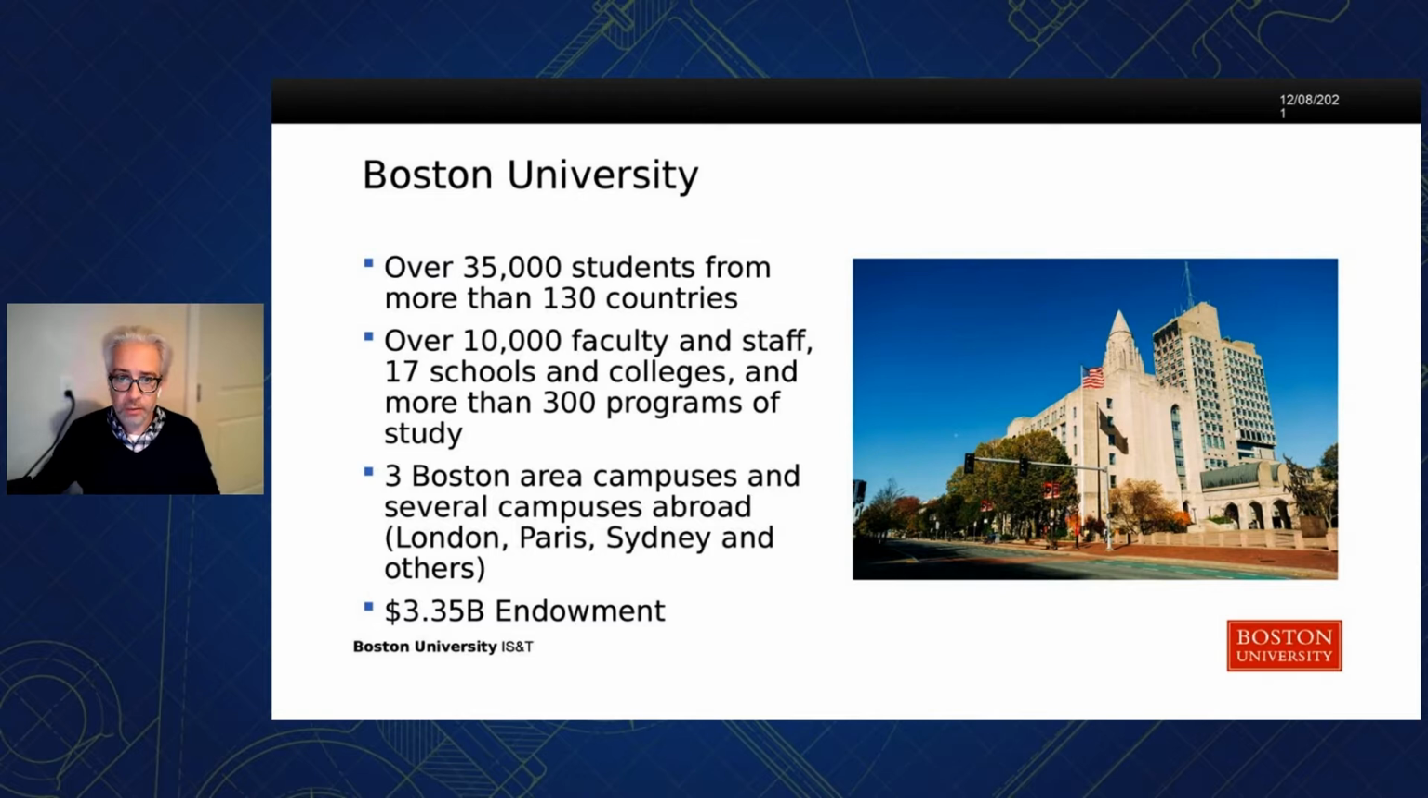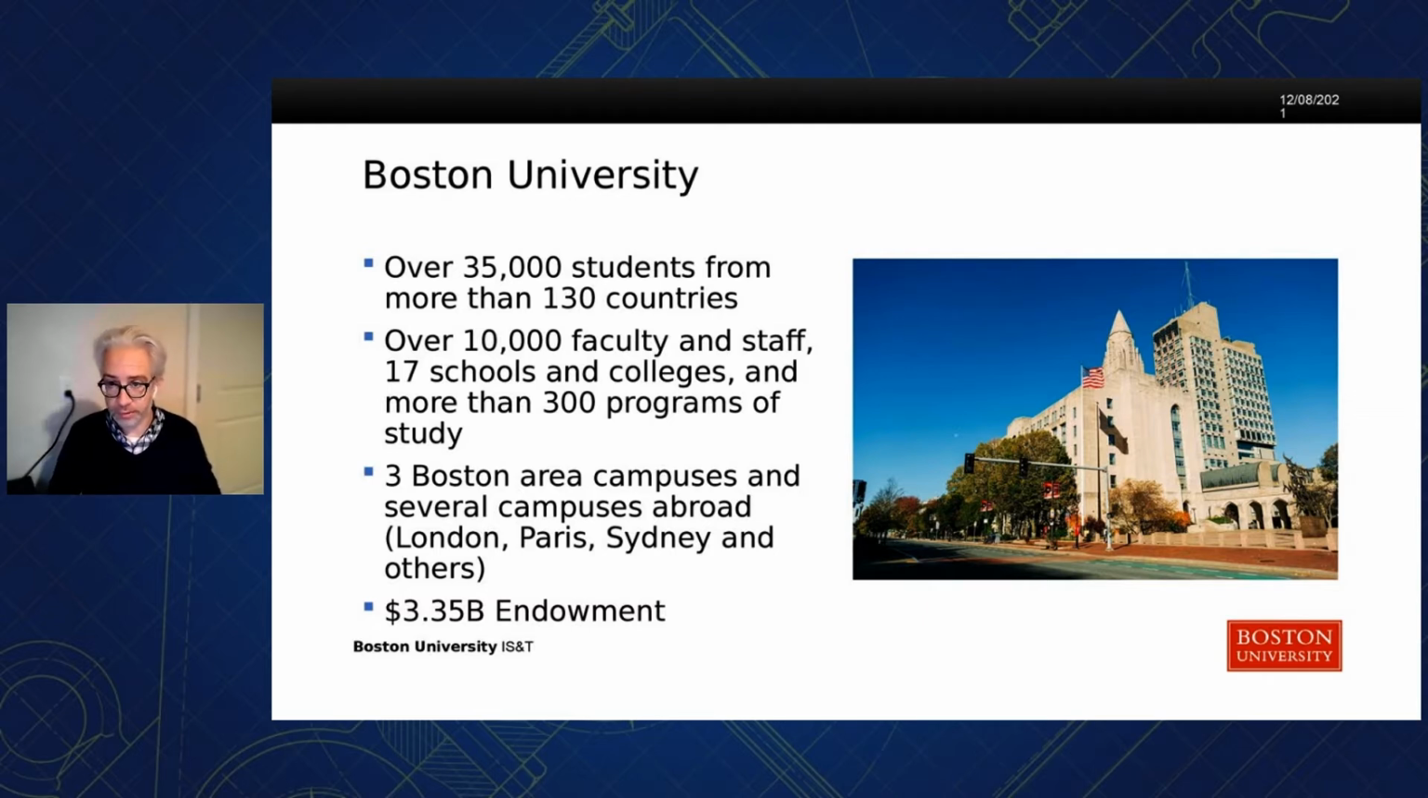And just to tell you a little bit about BU, the sort of size and scale of the university, we have over 35,000 students from more than 130 countries. We have a little more than 10,000 faculty and staff, over 17 schools and colleges, and more than 300 programs of study. We have 3 Boston area campuses and then several campuses abroad.